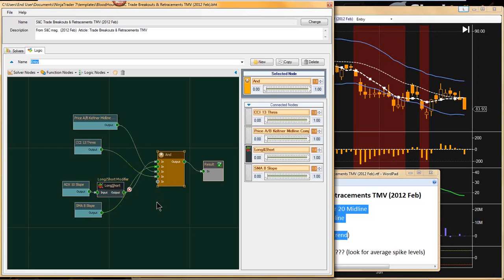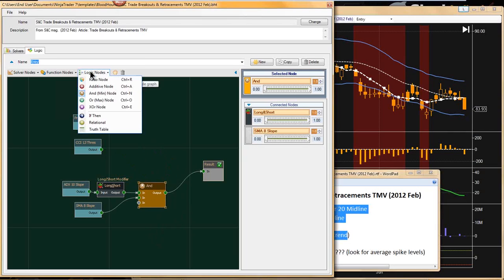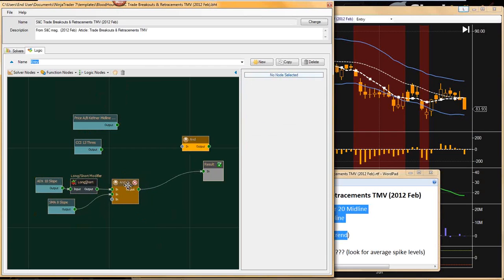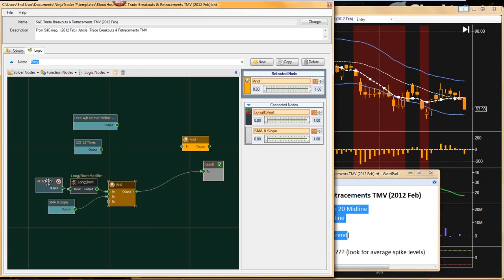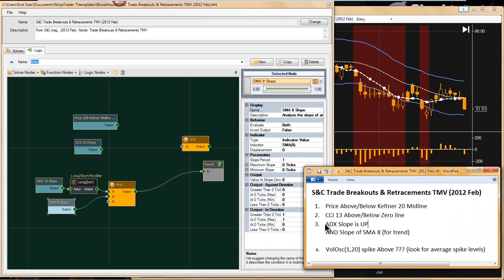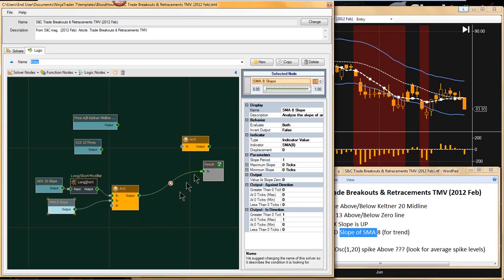All right, let me take this opportunity to give a little simple explanation of AND, or Boolean logic here. I use this AND node to group the ADX with the SMA, which is rule number 3. So we need the ADX sloping up, and we need the slope of the SMA 8. So I have this AND node to join these two indicator conditions together.